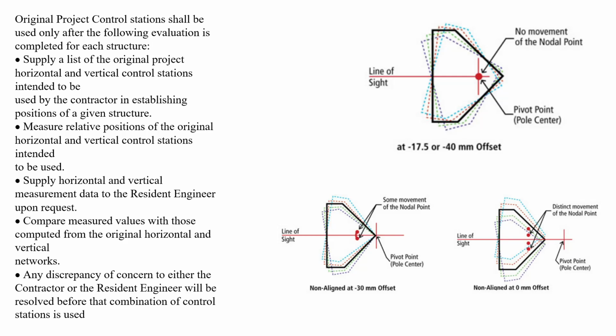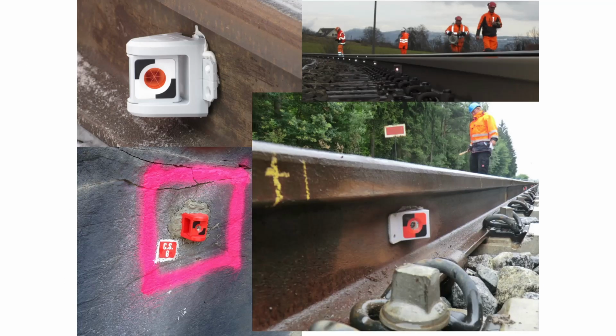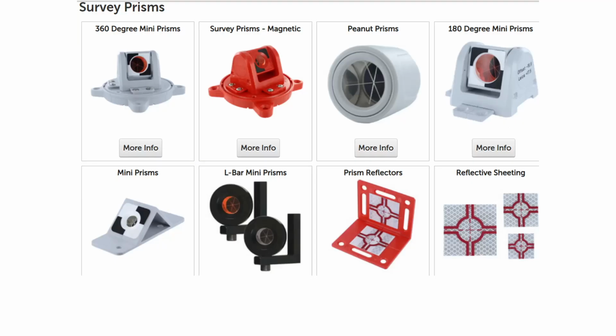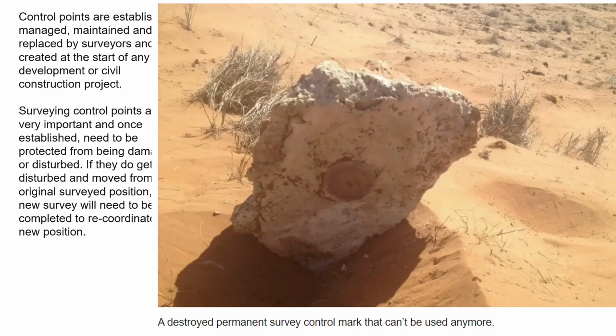Here you can see the prisms that we use for line measurement. These prisms are mounted on the railroad to check its position, horizontal and vertical position, using total station, for example. And here you can see another examples.